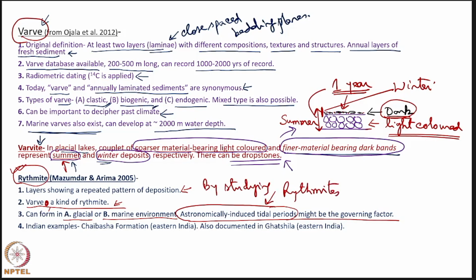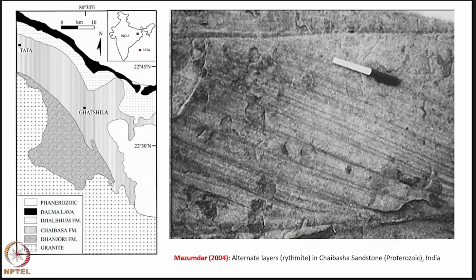And there are some research papers dealing with the study of the stratified layers of sediments and commenting about Earth's past rotation history. An Indian example of rhythmite is the Chaibasa formation in eastern India. Also, it has been documented from Ghatshila in eastern India. Let us focus on the Chaibasa sandstone, which is of Proterozoic age. Where it is located is to be understood.